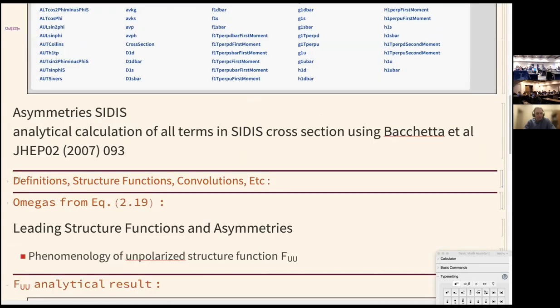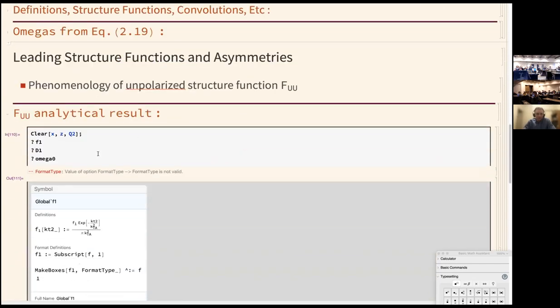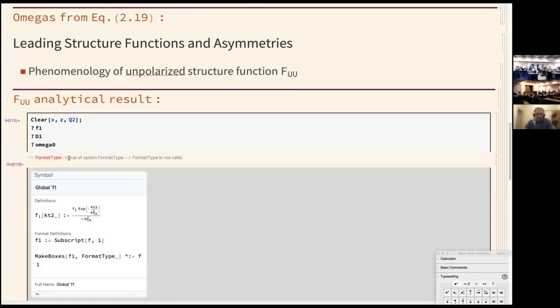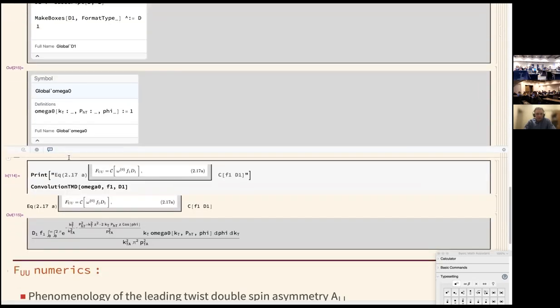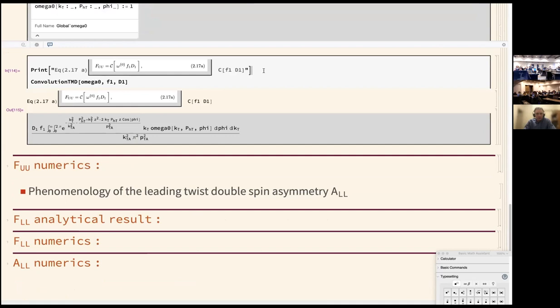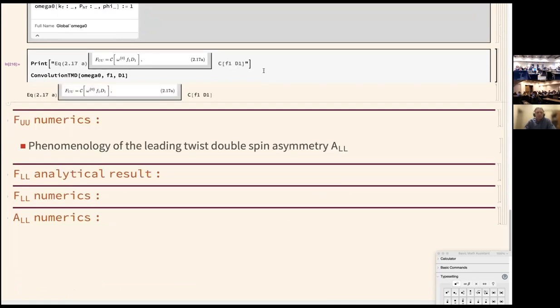And now let's evaluate these here. Let's see if we have more luck here. Okay, so what it does now is evaluating this integral F1 D1.